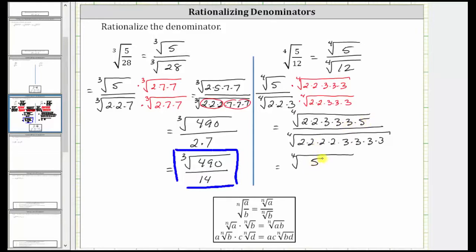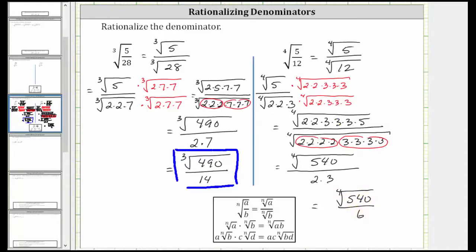So we have the fourth root of 540, which we know does not simplify because we don't have four equal factors here. And this is all divided by the fourth root of 2 to the fourth, which is equal to 1 factor of 2, and the fourth root of 3 to the fourth, which is equal to 1 factor of 3. And therefore, the final expression simplifies to the fourth root of 540 divided by 6.